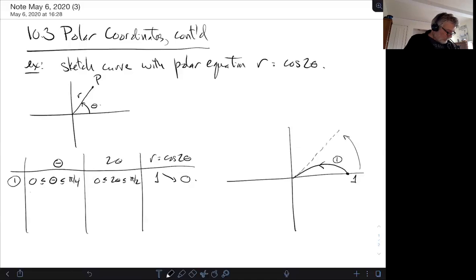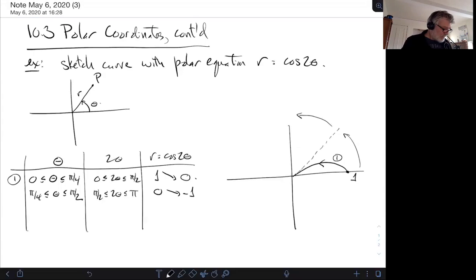Now let's look at the next part, pi over 4 to pi over 2. Now the angle theta is going over here. What happens to 2 theta? It's going from pi over 2 to pi. This is the input to the cosine function. Now, what does the cosine function do from pi over 2 to pi? It goes from 0 down to -1. You have to keep in mind your trig circle.